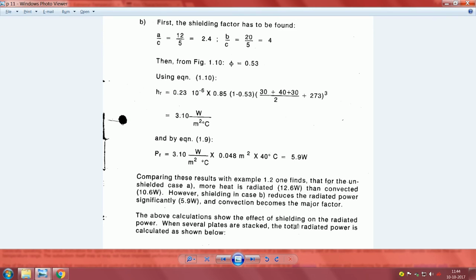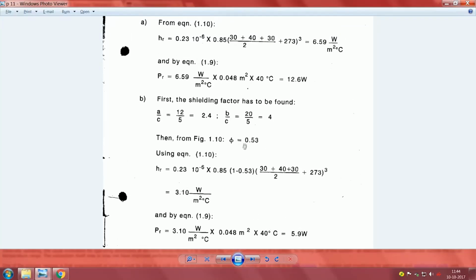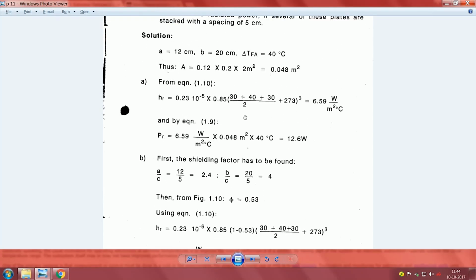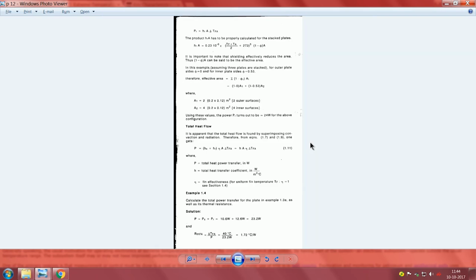Above calculation shows the effect of shielding on the radiated power, and mind you, what is shown here as the various emissivity and those things, he has taken the best emissivity here, you understand, 0.85, which is not really true in most of the cases.